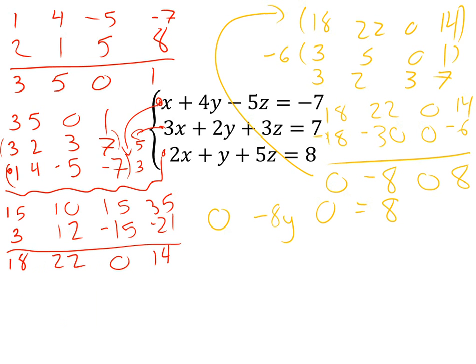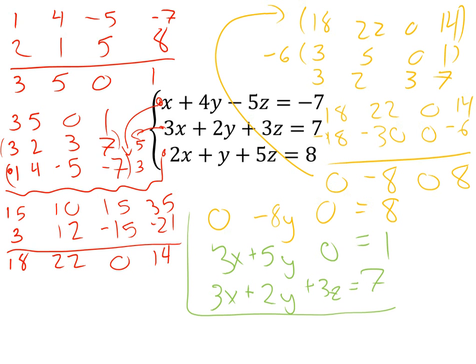And then I have 3x plus 5y, 0 is equal to 1. So now I have 3x plus 2y plus 3z equals 7. And now what I would do is solve each of these.